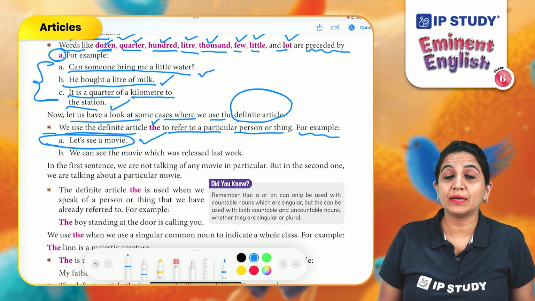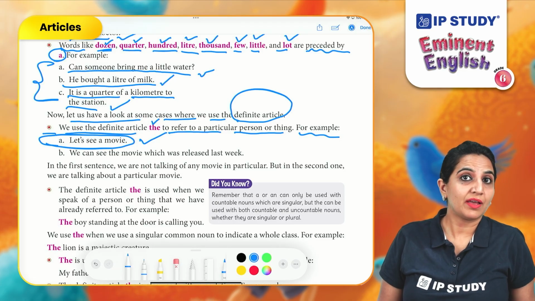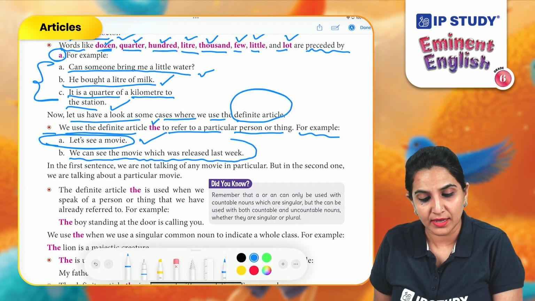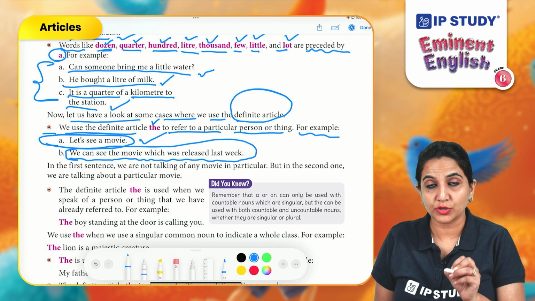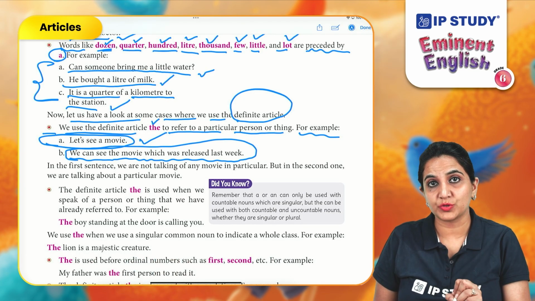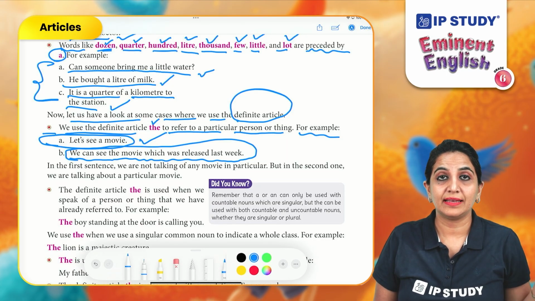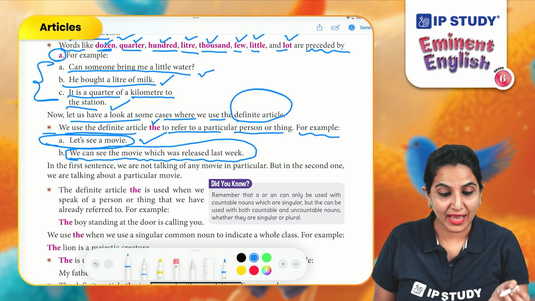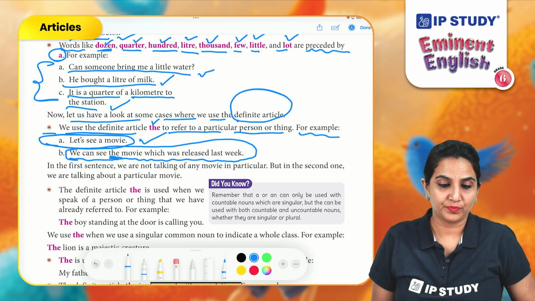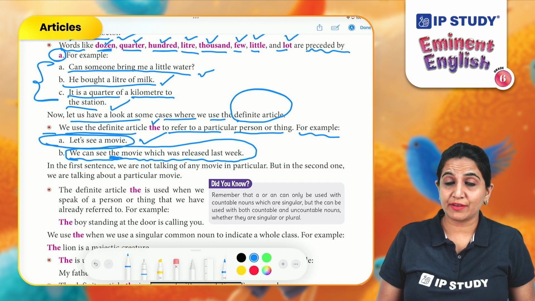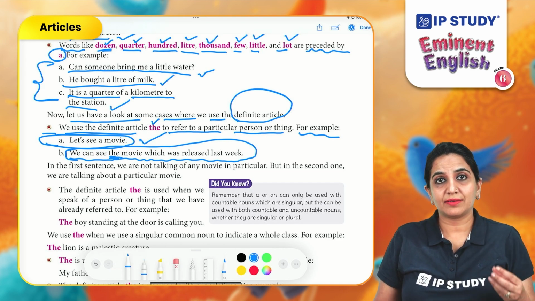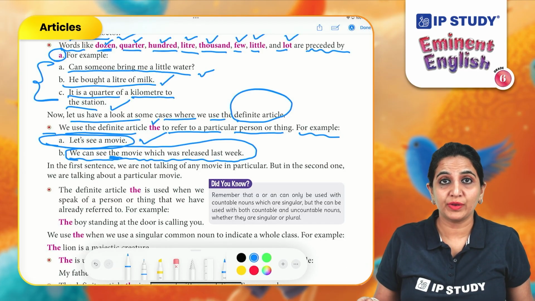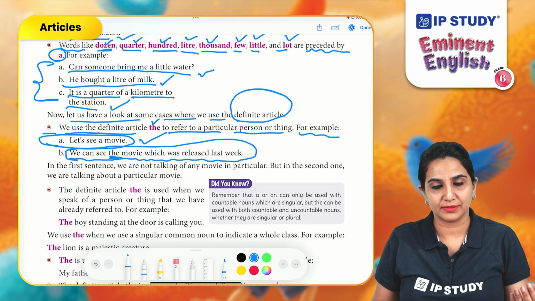Correct. We're not talking about a specific movie. But when we say, we can see the movie which was released last week, in this sentence, you're talking about a specific movie which was released last week. Therefore, the movie becomes the definite article. And for that, we use article the. So when we are referring to a movie in general, we use article a. But when we are specifying which movie we are talking about, we use article the.